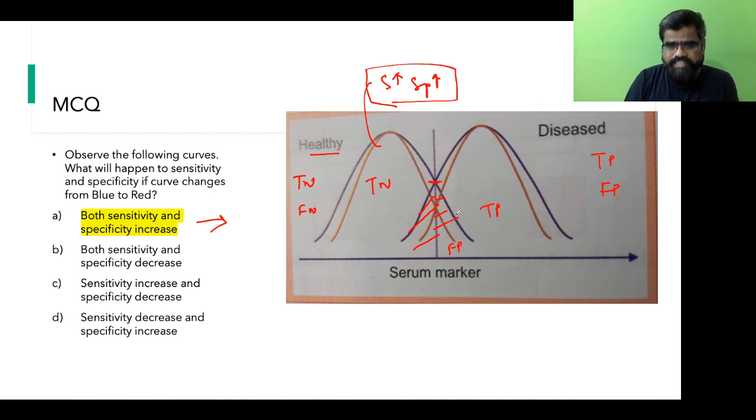Now what the question is saying, this cutoff intersection point has come down. So this portion is less now. This portion is less. So what is the meaning? Your false negative and false positive are less. When your false positive and false negative are less, your specificity and sensitivity will increase, definitely. So we go with answer A.